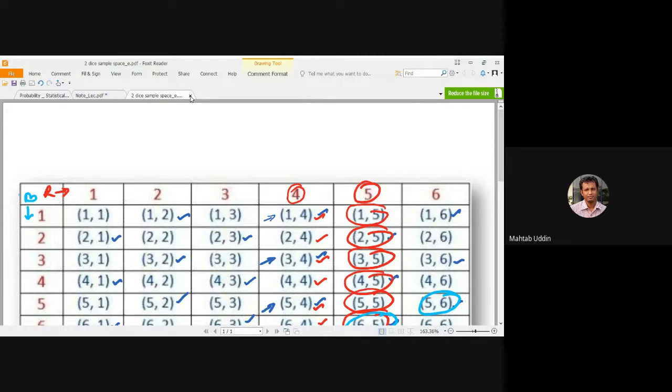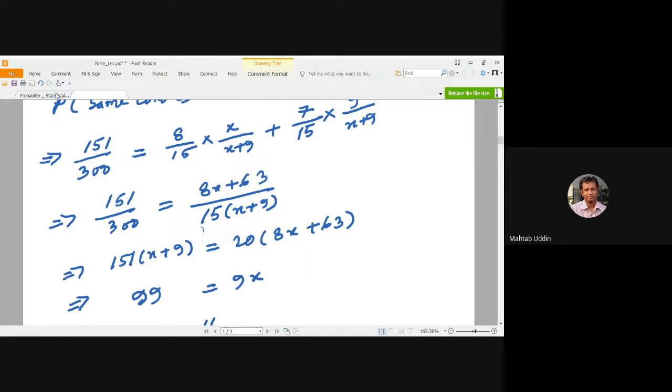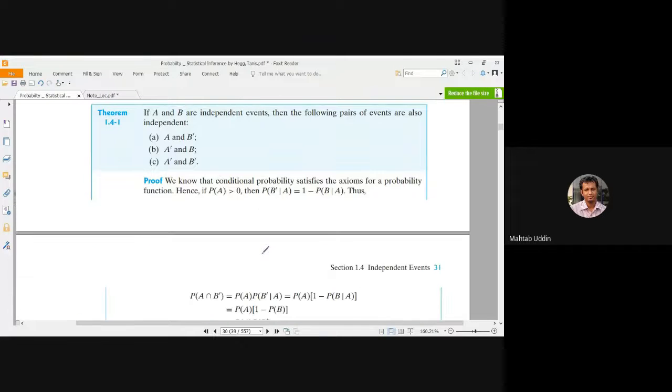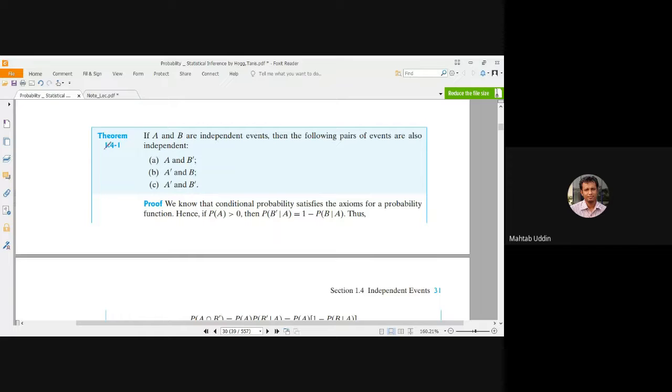Now let's go to the next example. There are some important words. If A and B are independent, then all sorts of their complements are also independent. A and B are independent, A and B prime are independent, A prime and B are independent, and also A prime and B prime are independent. So all sorts of independence are present.